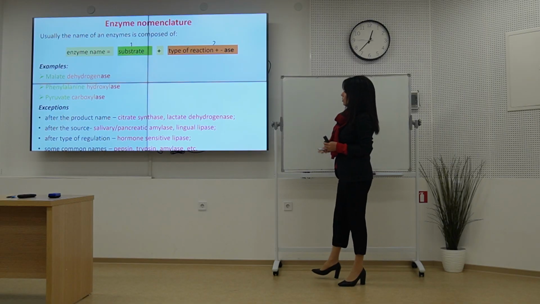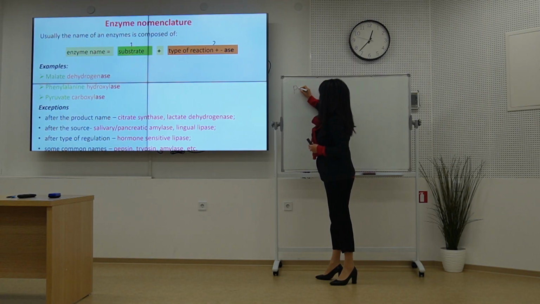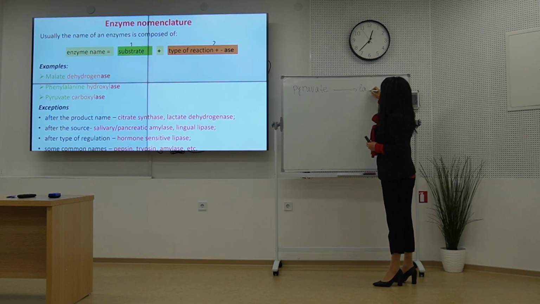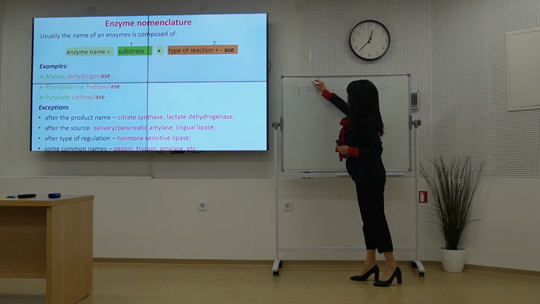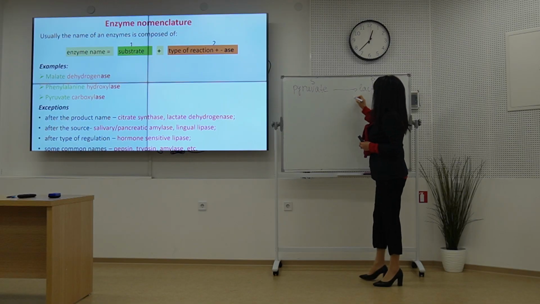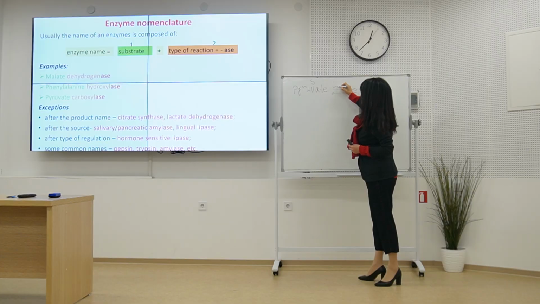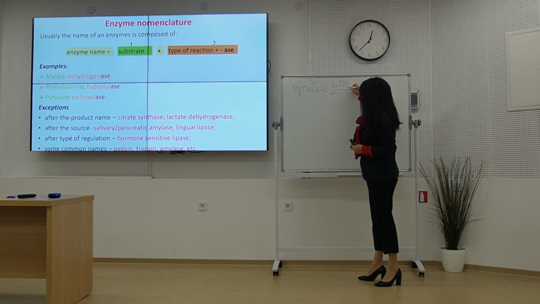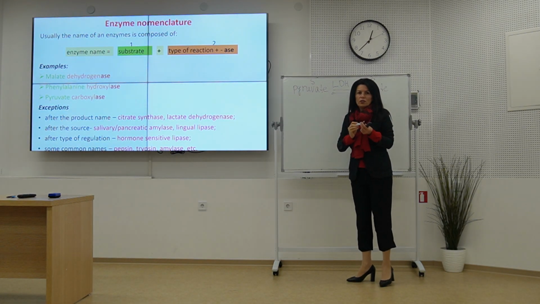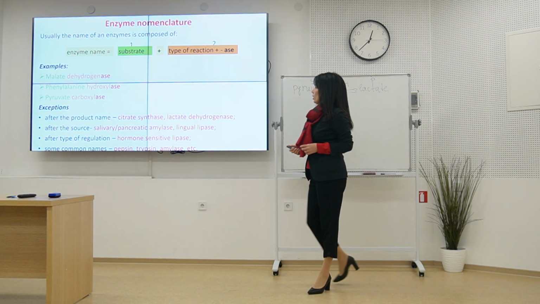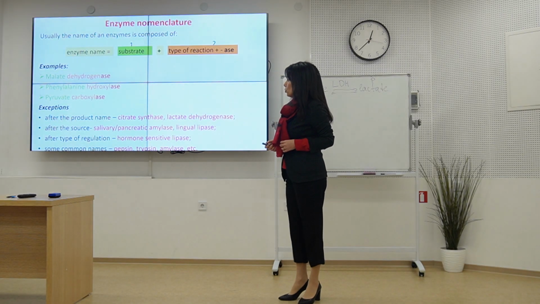Look at this example. We have this pyruvate, this is the substrate, to lactate. This is the product of the reaction. Substrate, product. The reaction is reversible, and the enzyme name is lactate dehydrogenase because of the reverse reaction, not because of the forward reaction. Understand? This is the exception.